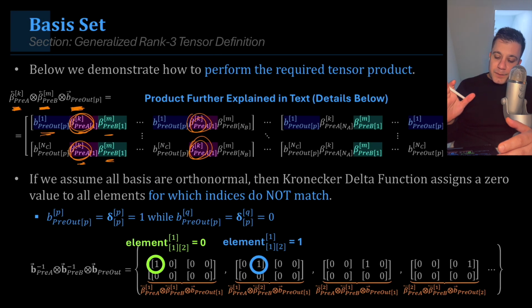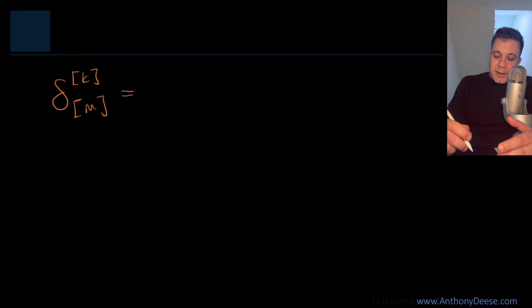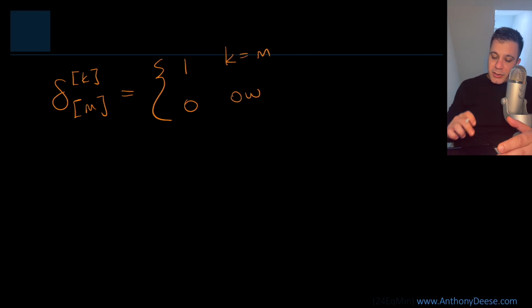If we assume that all bases are orthonormal, okay, then the Kronecker delta function, which I'll talk about very briefly in a second, assigns a 0 value to all elements for which indices do not match. So what's the Kronecker delta function? It's essentially a function that generates two values, a 1 and a 0: a 1 if k is equal to m, and a 0 otherwise. So that's what the Kronecker delta function is.